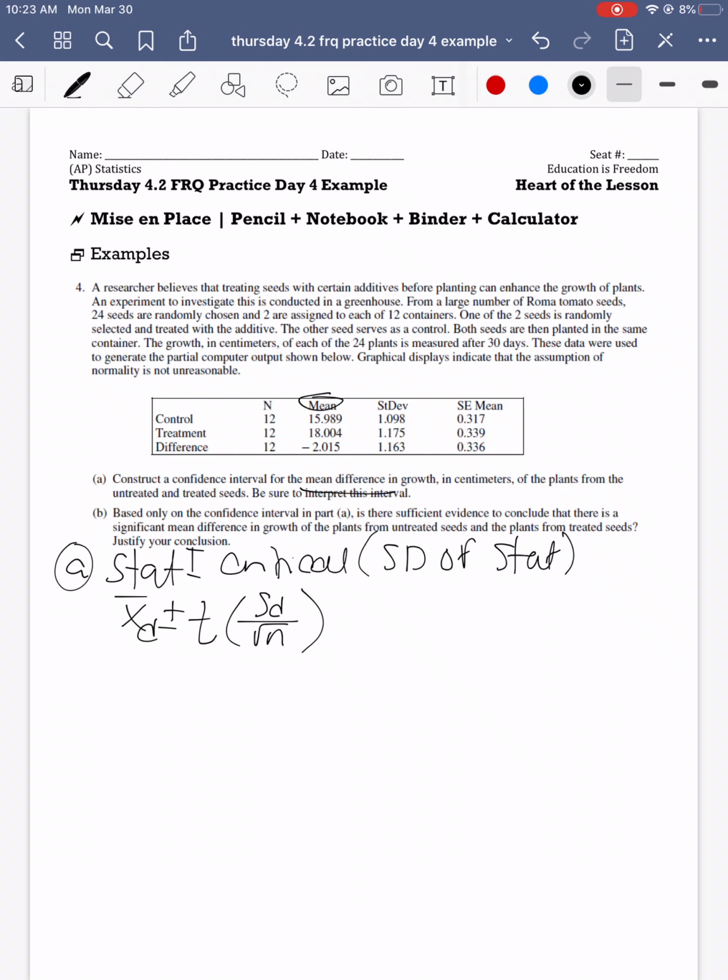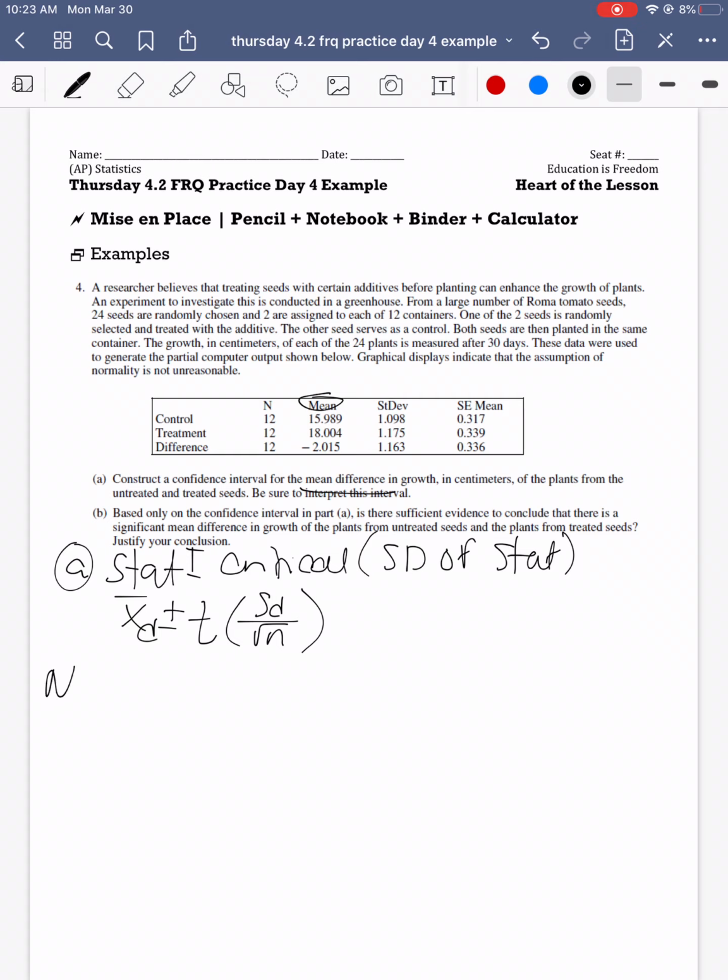Okay, so before I even proceed with these calculations, I need to check my conditions because they don't say the conditions have been met. And so for both a significance test and a confidence interval, I need to check my conditions. So looking at this, we need to do our RINs here, or the NER, whichever you prefer.